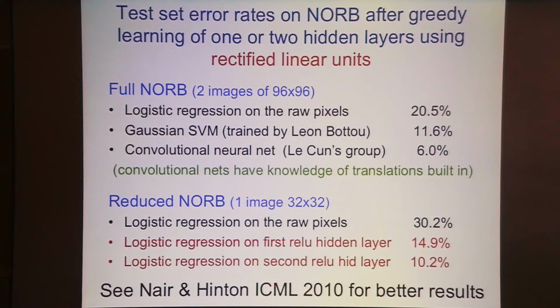There's a paper a couple of years ago that has better results than this, but this was from the early work on the paper. Basically, rectified linear units applied to images work nicely, and then you take higher layers of these, apply logistic regression, and you get pretty good classification. You also get interesting features.